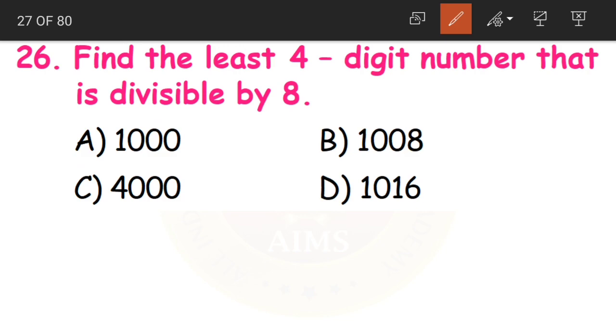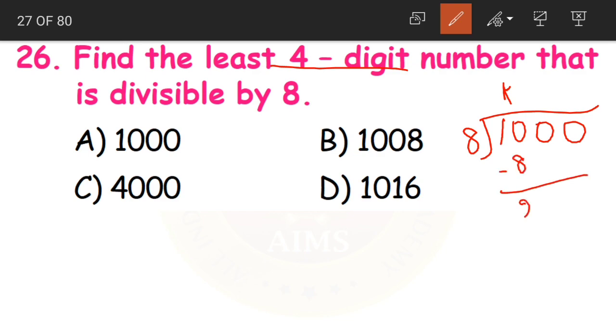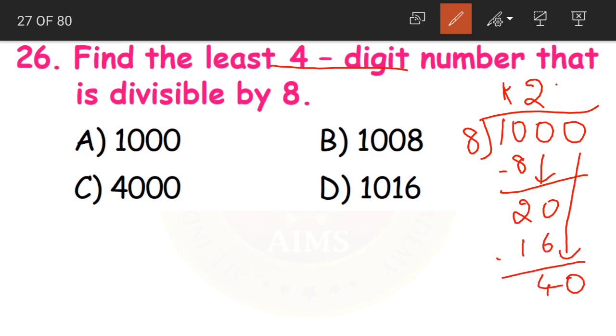Or the actual way of solving this is, what is the least 4-digit number? 1000. Yes or no? So first we have to divide 1000 by 8. We need to check whether 1000 is divisible by 8. We have 8 ones are 8. When we subtract, 2 is remaining, 0 brought down. 8 twos are 16. When we subtract, 4 is remaining, 0 brought down. 8 fives are 40. When we subtract, 0 is remaining.